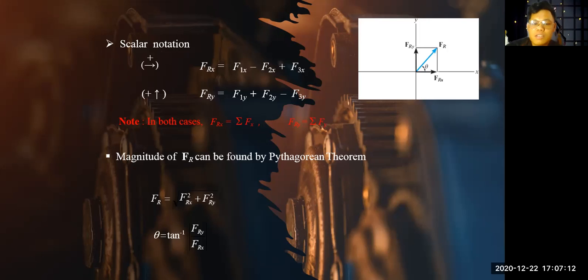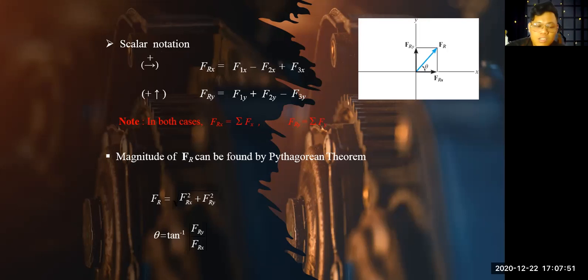For that, take note F_Rx equals the summation of Fx, while F_Ry equals the summation of Fy. So we obtain F_Rx equal to F1x minus F2x plus F3x, and F_Ry equal to F1y plus F2y minus F3y. So for the magnitude you use the Pythagoras theorem. How? F_R equals the square root of F_Rx squared plus F_Ry squared.